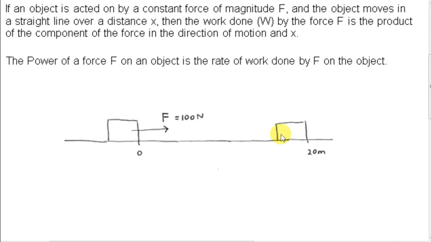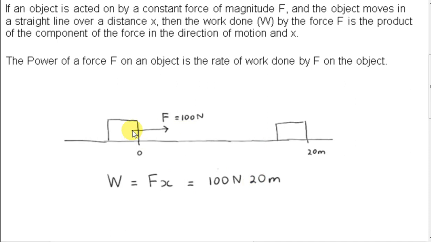Now, here is an example that we saw in the previous video. To get the work done by this force, we get the component of this force in the direction of motion. So we are assuming that the object starts here and moves in a straight line motion over to this position. It moves a distance of 20 meters. Okay, so we just multiply that component times the distance. So the component of this force in the direction of motion is equal to the force itself actually, because it's pointing in the direction of motion. The distance is 20 meters. So that's the work done by the force.